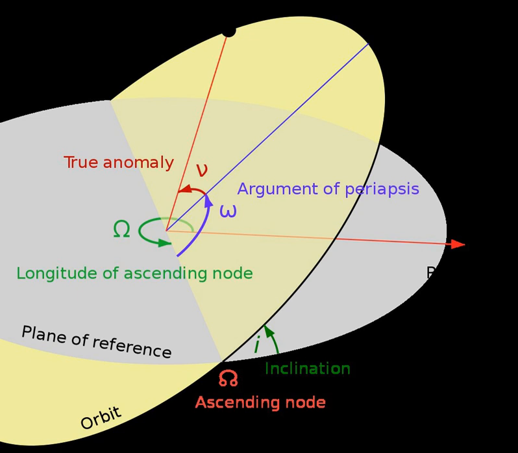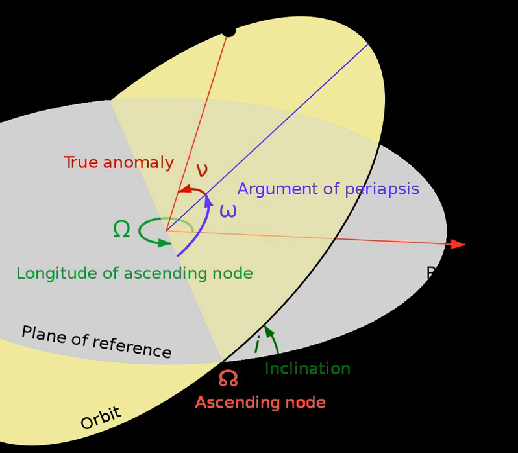Two elements define the shape and size of the ellipse. Eccentricity, e: shape of the ellipse, describing how much it is elongated compared to a circle, not marked in diagram. Semimajor axis, a: the sum of the periapsis and apoapsis distances divided by two. For circular orbits, the semimajor axis is the distance between the centers of the bodies, not the distance of the bodies from the center of mass.